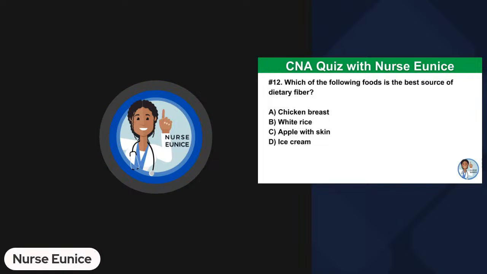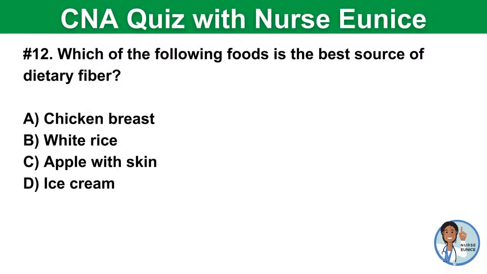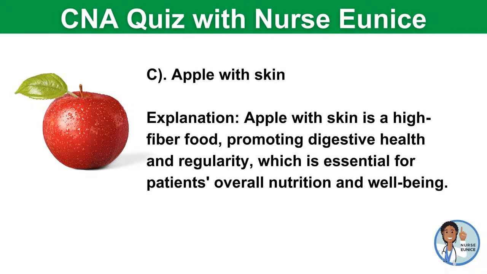Yes, Barad and Karen. Yes, the apple with the skin because the skin is nutritious. So an apple with skin is a high fiber food. It promotes digestive health and regularity, meaning the frequency of the bowel movements. And this is essential for the overall nutrition and well being. And so other things that contain fiber would be some of your whole grain cereals like Total, Fiber One.